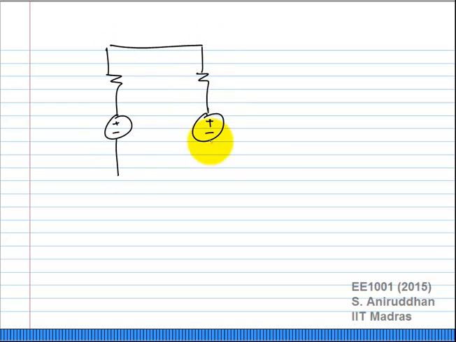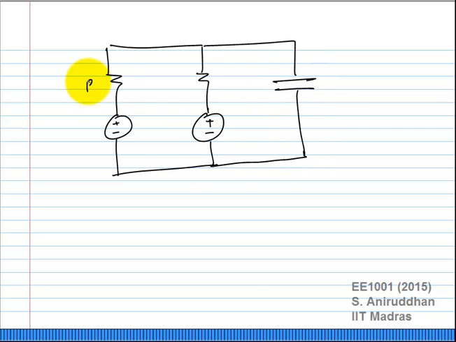I had meant to use this example. This is R, R, Vs, Vs and C. Now if you decide to do this, what is the Thevenin equivalent? R by 2, right? And this is R by 2. Is that clear? So what will happen to the time constant? It will become half of what it was in the original case.